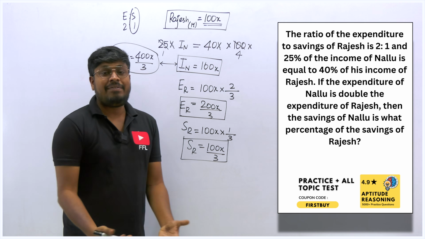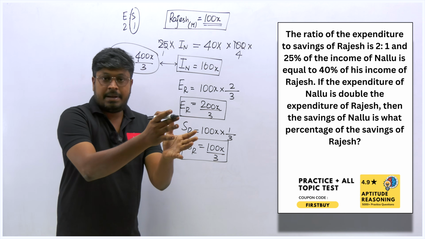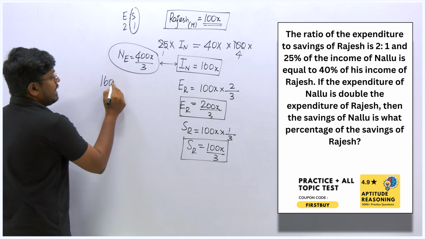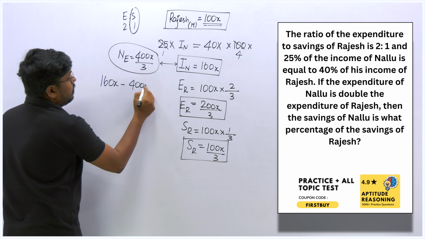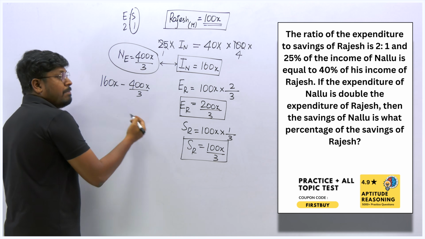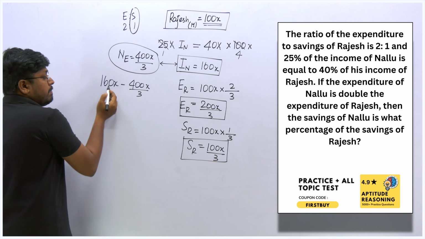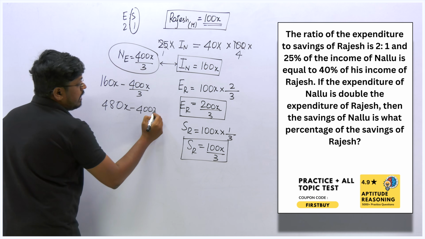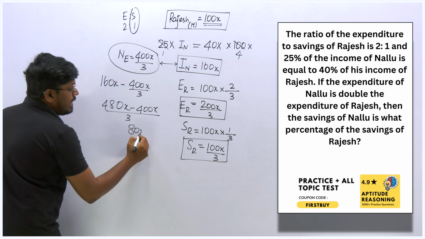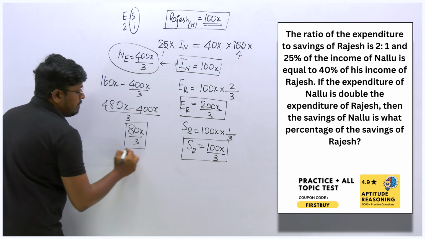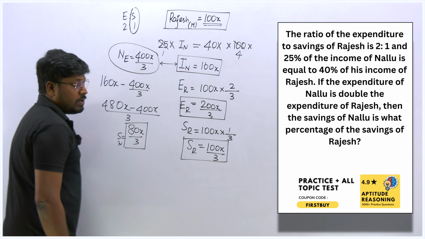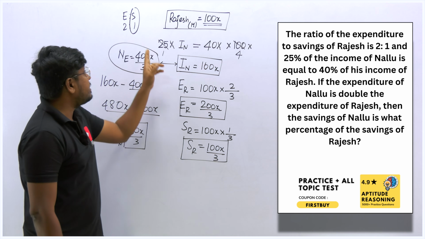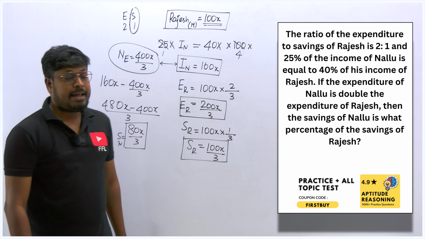So how will you find the savings of Nallu? Just now I have told you, right? Income minus expenditure, the result will be savings. So income is 160x minus expenditure 400x divided by 3, the result will be the savings of Nallu. So once you multiply, 480x minus 400x, total divided by 3. So 80x divided by 3, which will be the savings of Nallu. So now we found the savings of Nallu, which is 80x divided by 3, and we know the savings of Rajesh, which is 100x divided by 3.